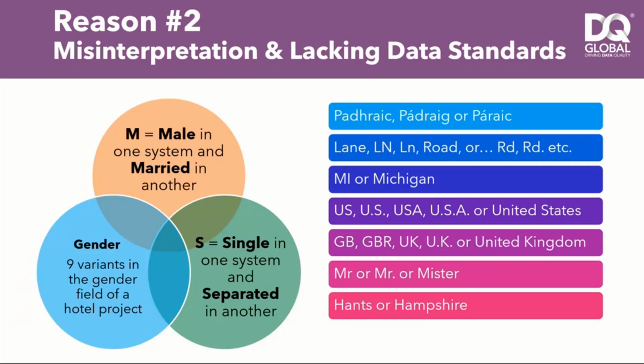So some more examples there. A very common example: you've got US, USA, U.S, United States, and we worked with a client who had 7 different variants. Very hard to work with the data, segment the data, all because of these non-standardized pieces of data that are lacking standards.